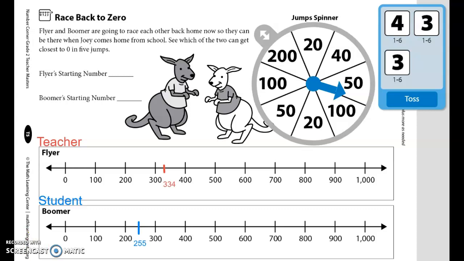Now, if we're at 255 and we take a jump backwards of 50, could you take a whole big jump backwards of 50 at once? You could. Do you know where you'll land?